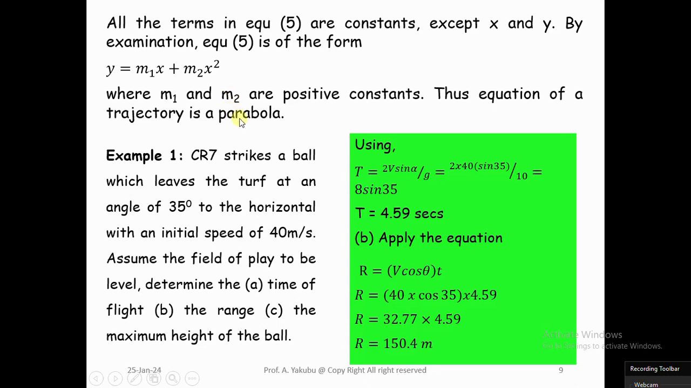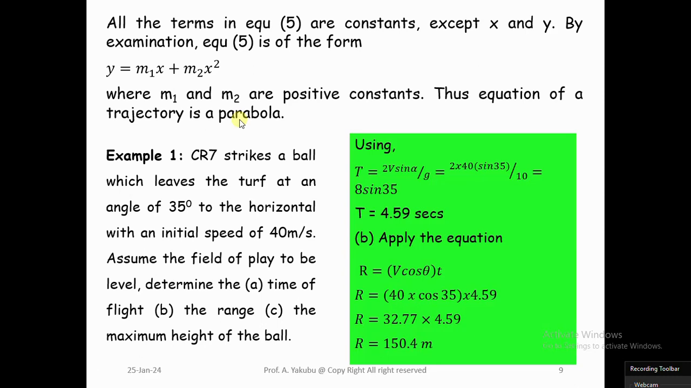So example 1, to support all the equations we have done. CR7 strikes a ball which leaves at an angle of 35 degrees to the horizontal with an initial speed of 40 meters per second. Assume the field of play to be level. Determine A, the time of flight, B, the range, C, the maximum height of the ball. It's just to apply the equations like I said earlier.